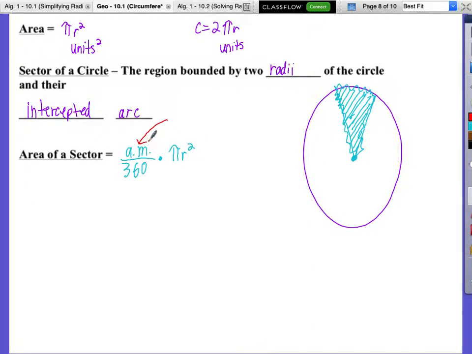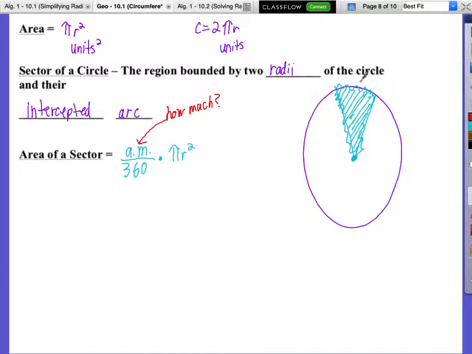Now we said the arc measure over 360 was what? What did we write above it on the first page? How much of the circle it is. We're still talking about the same thing. We're still asking, how much of the circle are we dealing with? We still want to know the measure. So if this is 40 degrees, we still want to know, oh, we're dealing with 1/9 of the circle here. We're still trying to figure that out.